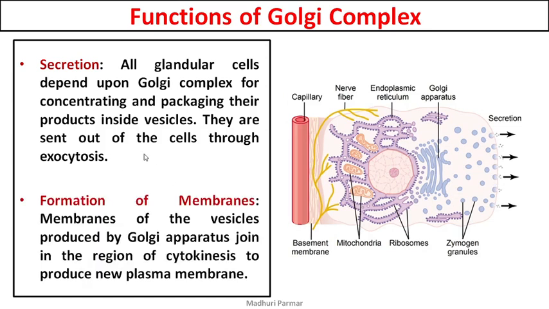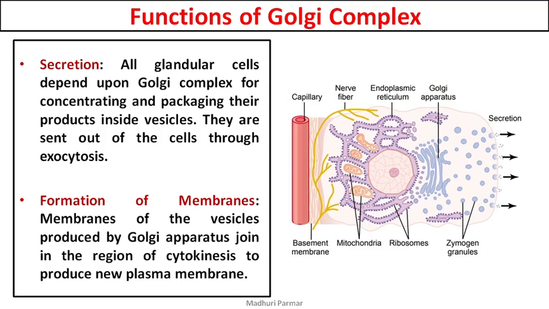Then formation of membranes. Different membranes are produced by Golgi complex. And of course Golgi complex is getting its membrane from rough endoplasmic and smooth endoplasmic reticulum. So this is why they are all connected and they all comprise an endomembrane system. Membranes of vesicles produced by Golgi apparatus join in the region of cytokinesis. So whenever there is cytokinesis, which means cell division.